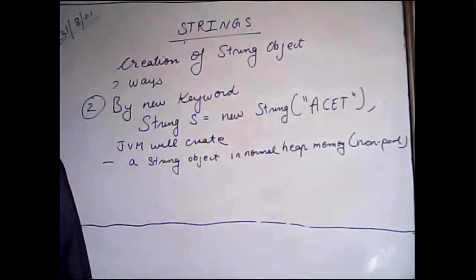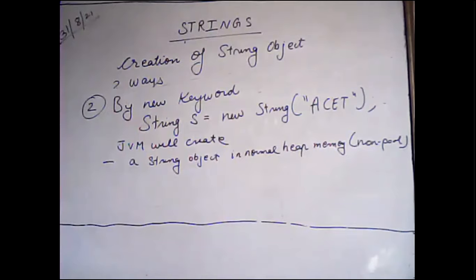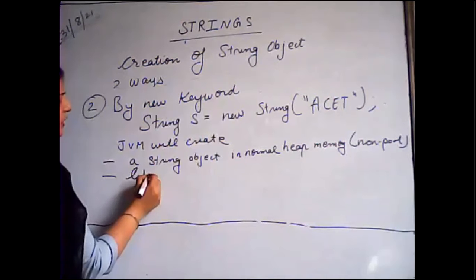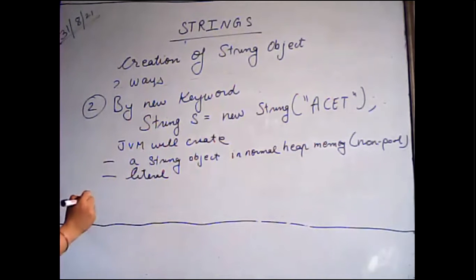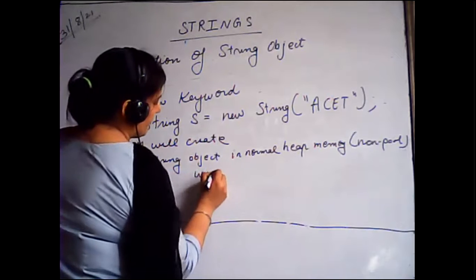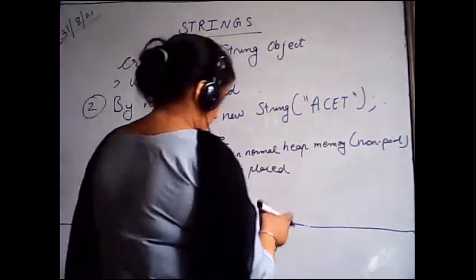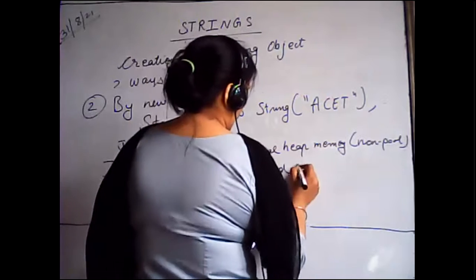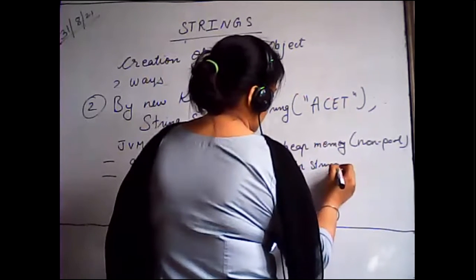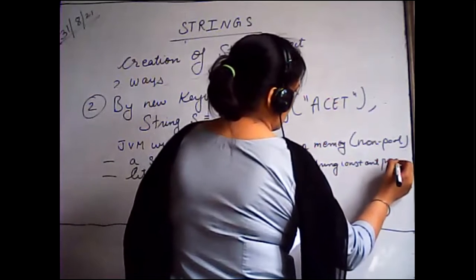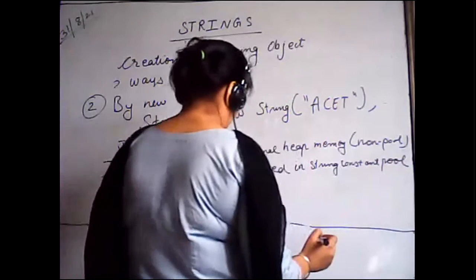That particular literal, whatever string we are representing under the double quotes, will be placed in the string constant pool.